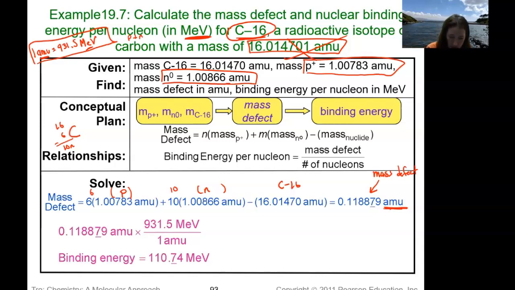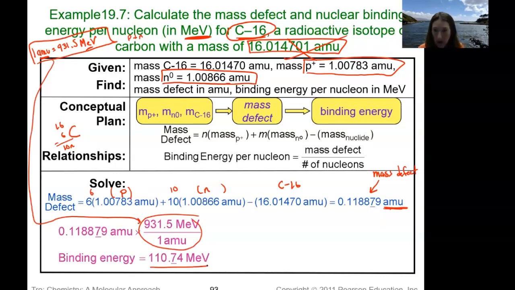Right, so we just use this conversion. And this is giving us our binding energy. But remember, this is the binding energy for carbon-16. We want to know what it is per nucleon. So you can look up here in the problem, per nucleon. Remember, the nucleon, for our purposes, is the protons and the neutrons. Carbon-16 has 16 nucleons.